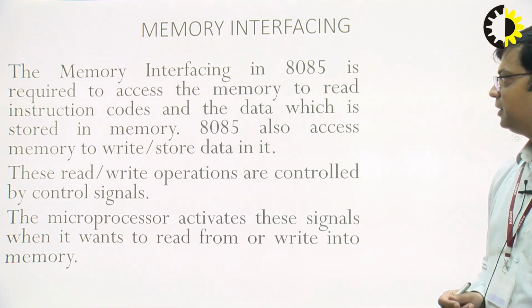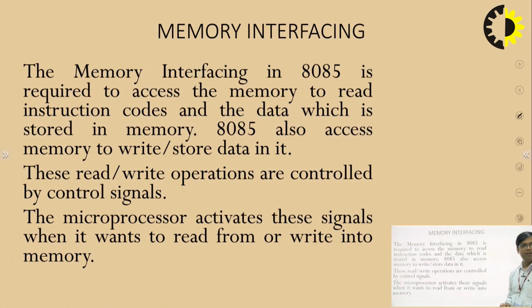Memory interfacing in 8085 is required to access the memory, to read instruction codes and data which is stored in the memory. Also, 8085 accesses the memory to write or store data in it. These read-write operations are controlled by control signals, and the microprocessor activates these signals when it wants to read from or write into memory.